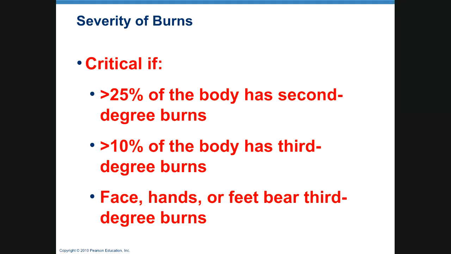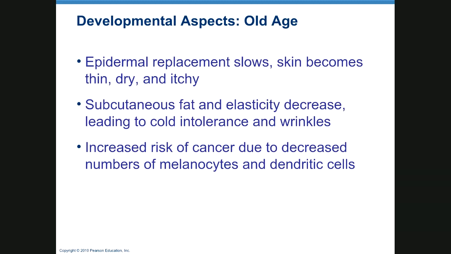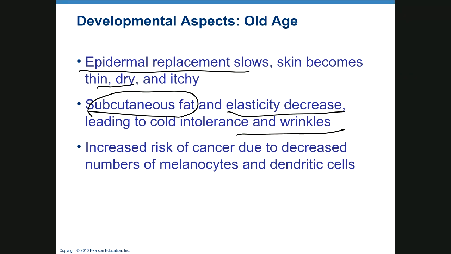Okay. We don't look at the development of the skin. We do mention, however, what happens to the skin as we age a little bit. Epidermal replacement becomes slower. The epidermis becomes thinner, sometimes drier, because again, sebaceous glands may not be working as much. The subcutaneous fat layer is thinner also. The elasticity decreases, wrinkles appear. We have a harder time thermoregulating. So the patient may be colder quicker and easier, or overheat easier.